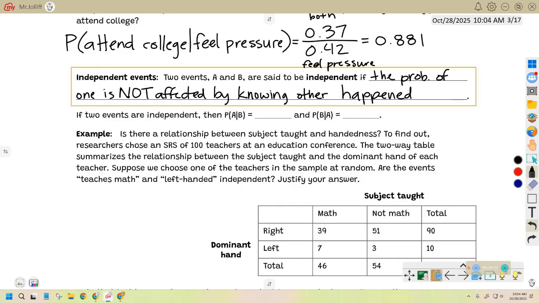If two events are independent, meaning knowing that I did A tells me nothing about whether or not I did B, I expect that the probability of A given B should just be the probability of A, because A doesn't depend on B. And the reverse is true. The probability of B given A should just be the probability of B.